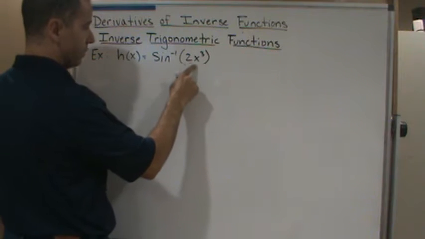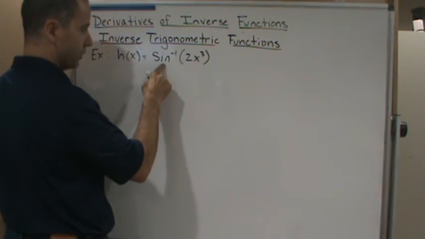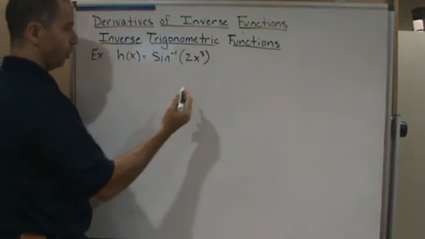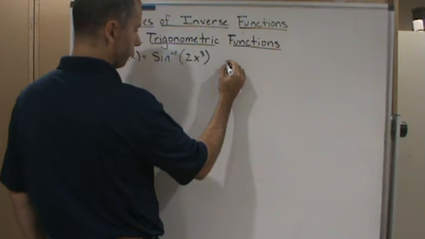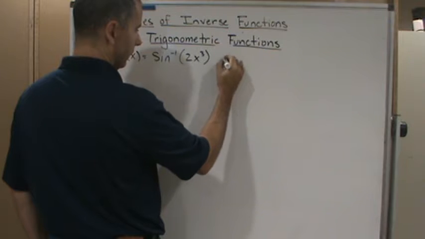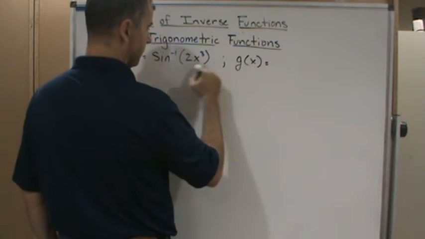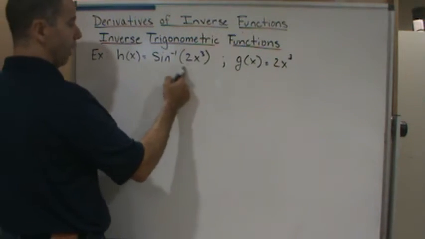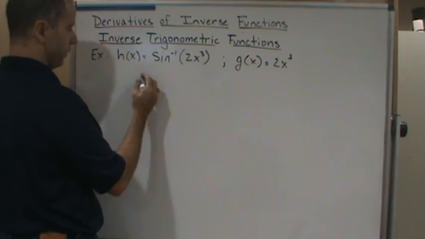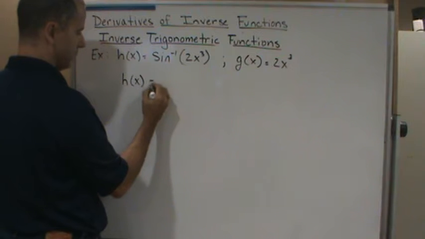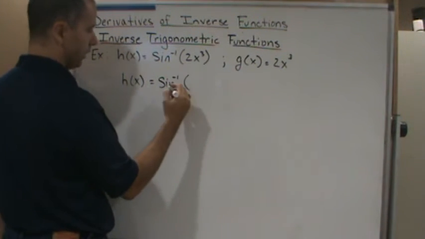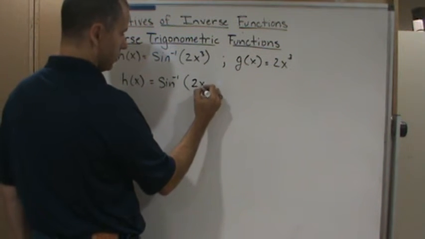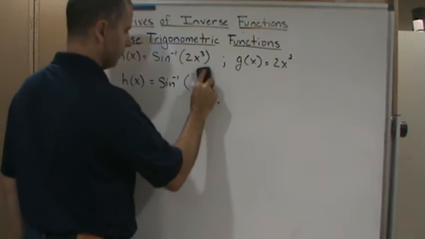So we know, since we have a function inside another function, we're going to use the chain rule. So it'll be the derivative of the outside times the derivative of the inside, okay? So if we let g of x equal the inside function, right, 2x cubed, well, what's the derivative of the outside function? Well, we've done that before, right? So let's write this as h of x is equal to sine inverse, or arc sine. Again, remember, it might be arc sine. Arc sine, g of x.